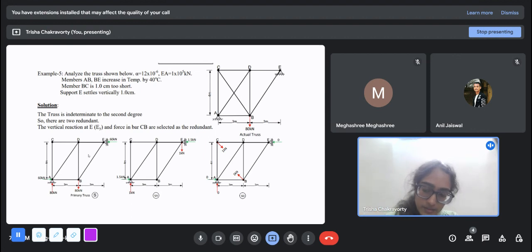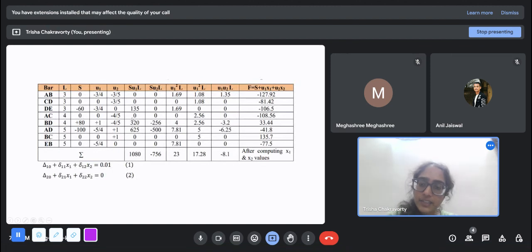It is a hectic process. It is a 1, 2, 3, 4, 5, 6, 7 member truss. You have to solve it 3 times with completely different loading patterns. So you have to solve it 3 times independently, and you can write down the forces here.